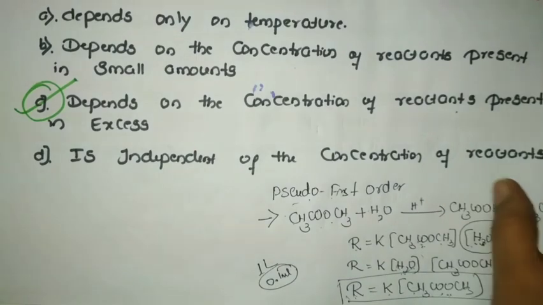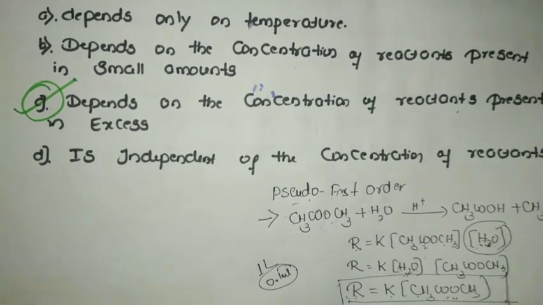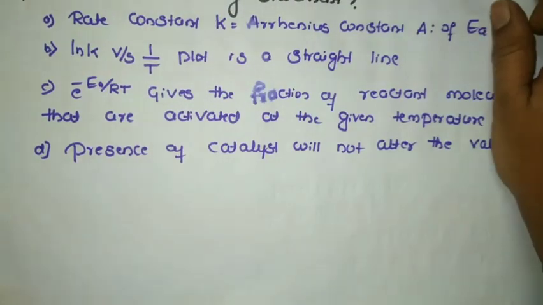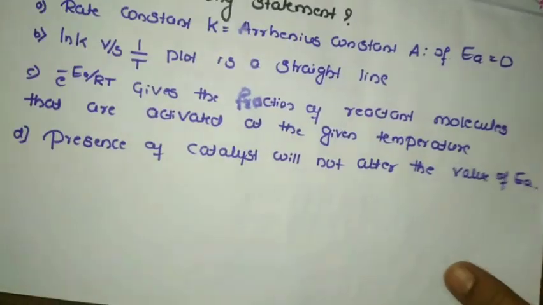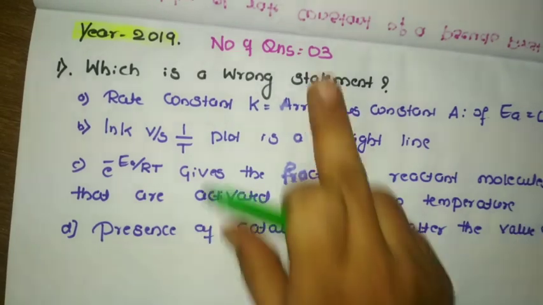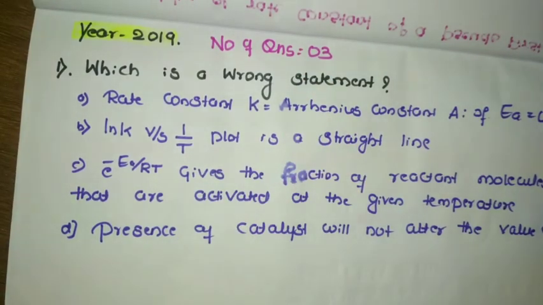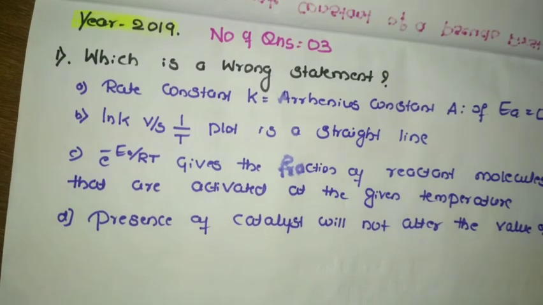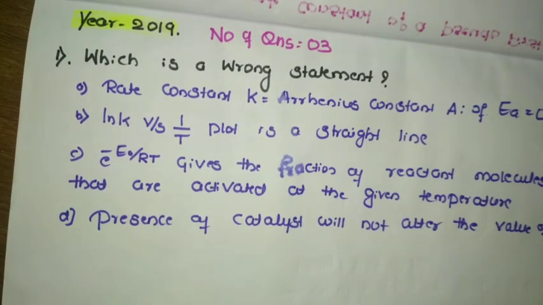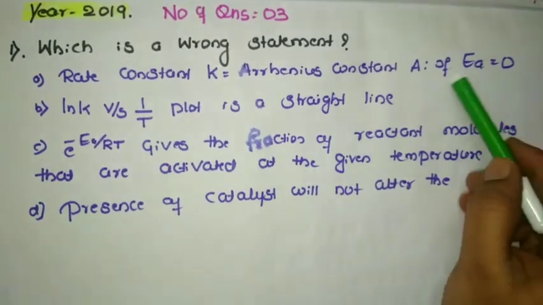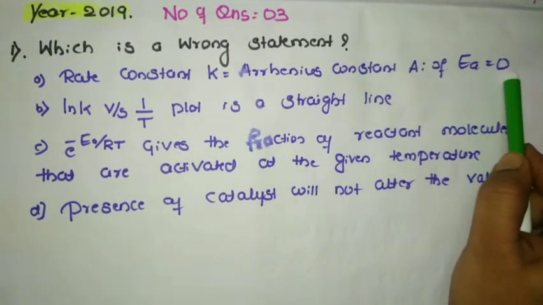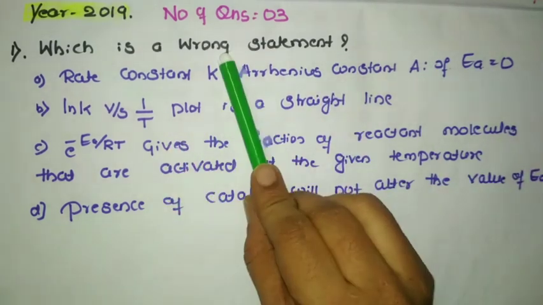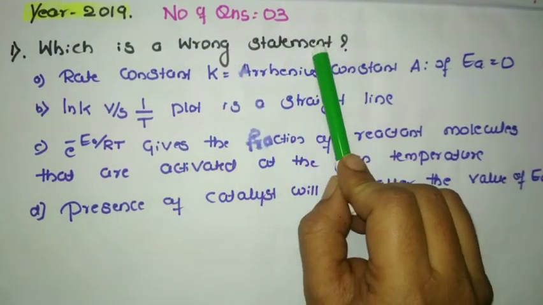Okay, so the second question, and this is about 2018. So now comes 2019. The number of questions asked over here is 3 questions. Here also you could see simple questions. Which is a wrong statement? The first statement is that the rate constant K is equal to the Arrhenius constant A if the activation energy is equal to 0. So the question is, which is a wrong statement, we need to tell.